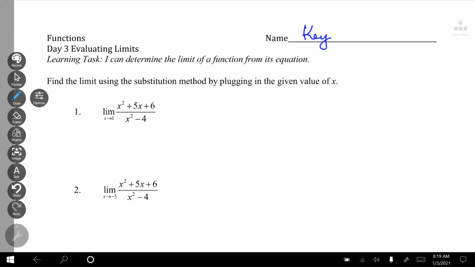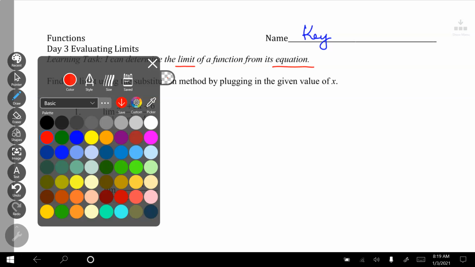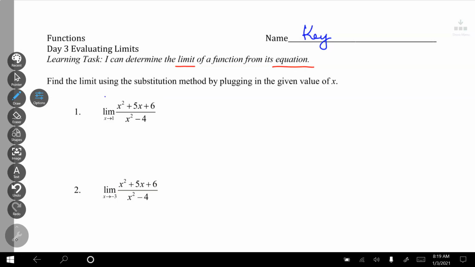Okay, day 3 is going to be evaluating limits. So we're going to do limits again, except instead of looking at graphs, we're going to put them into equations. And it's really, really easy. Limit by substitution is just plugging in the number for x. And they tell you what number to plug in.